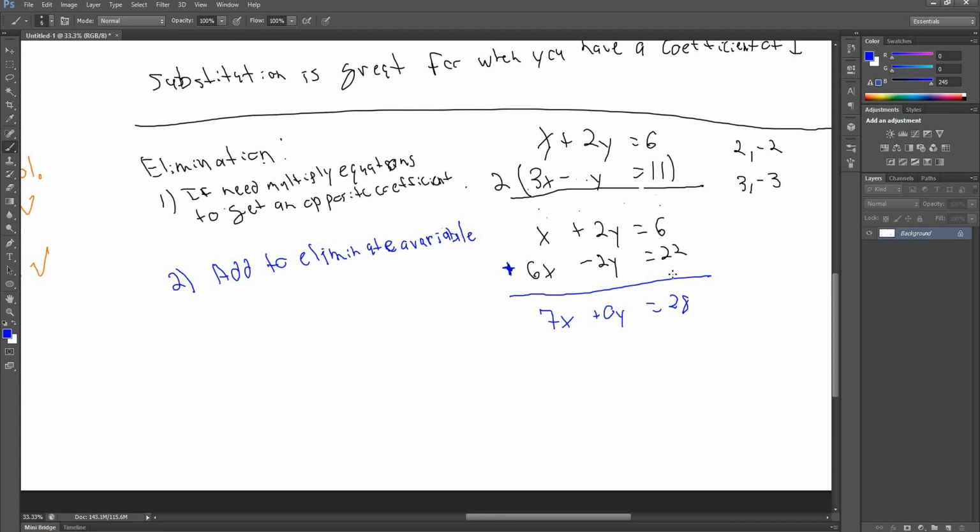And this is the same example we saw from earlier. So now in this case, we would divide by 7. So step 3 is solve for the remaining variable. I would divide by 7, I'd get x is equal to 4.